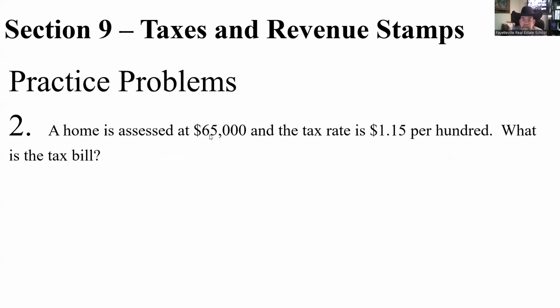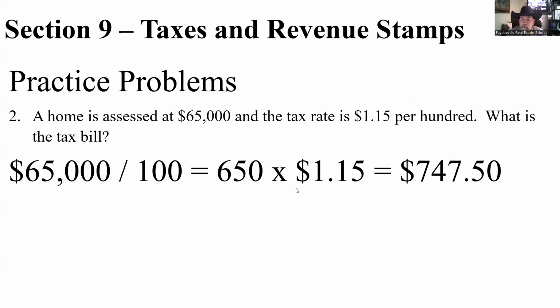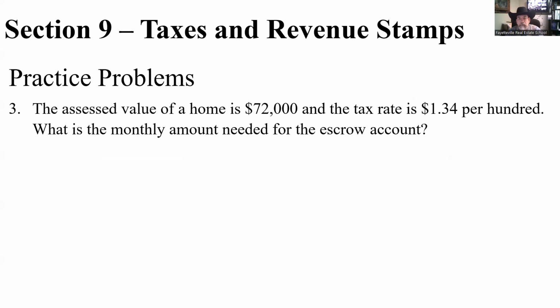A home is assessed at 65,000. So it gives us the assessed value right there. The tax rate is 1.15 per 100. So we just use the formula: 65,000 divided by 100 times 1.15. The annual tax for that property is $747.50. All right. Again, you can rewind this, watch me do the problems again, and look at the answers. These are the problems that are in your math workbook.